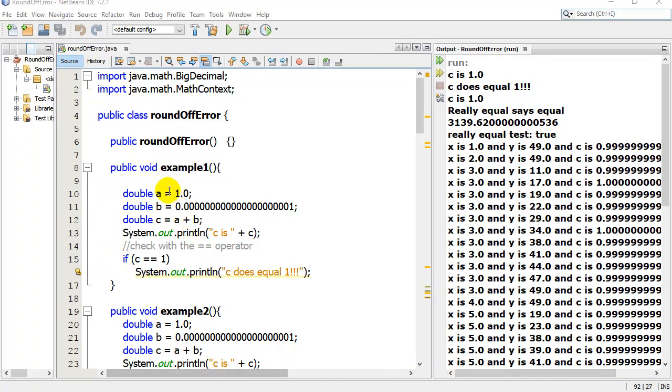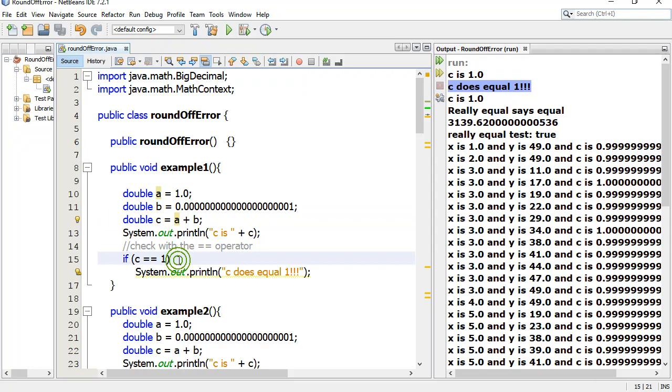You'll see here in my example 1, I'm just taking 1, plus a tiny little number, I add them up. Well, I know that number is not 1. It's a little bit bigger than 1. But when I do my printout here, it says C is 1. Now, this isn't just a little rounding for the system out. When I do my if statement, is C 1? C does equal 1, and look, C does equal 1. So it's actually storing the number 1 in memory. So this is already an accurate storage of the double C.